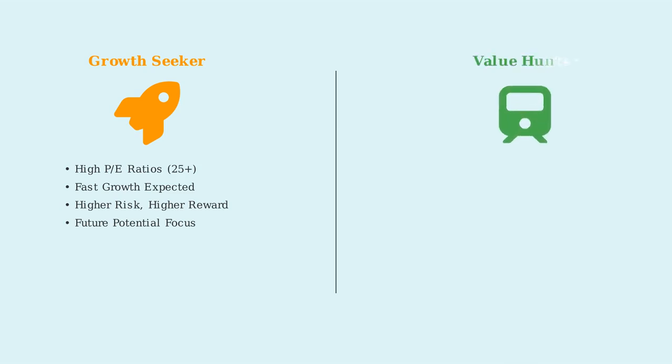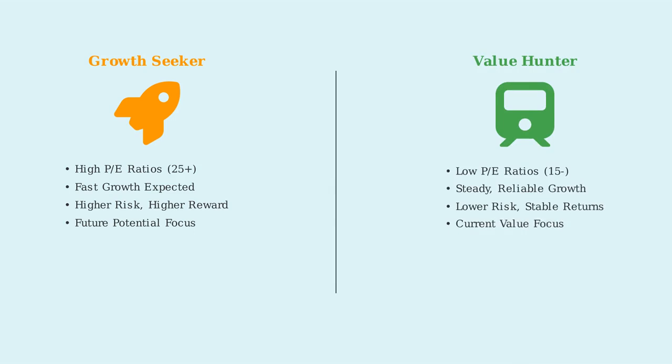Value hunters are like steady train drivers. They prefer lower PE ratios, seeking companies that are undervalued by the market. They focus on current value and prefer more predictable, stable returns with lower risk. Your portfolio's PE ratio acts like a personality test. This scale shows where different PE ratios fall. Lower PE ratios indicate a value-oriented personality, while higher PE ratios suggest a growth-seeking personality.